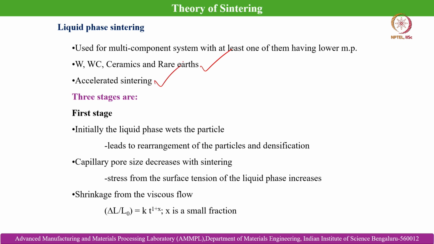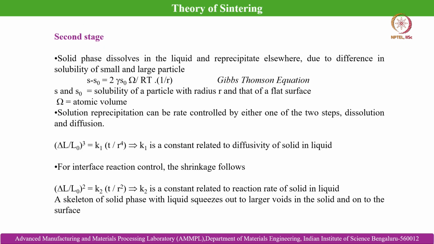So, the stages are like I already told, first stage, that is rearrangement. Initially the liquid phase wets the particle, leads to rearrangement of the particle and densification. Capillary pore size decreases with sintering. So, stress from the surface tension of the liquid phase increases. Shrinkage from the viscous flow can be expressed as delta L by L0, that is linear shrinkage, of course. L0 is the initial linear dimension, delta L is the change in the linear dimension, equal to k, which is a constant, times t to the power 1 by 1 plus x, where x is a small fraction. Then the second stage is called the solution reprecipitation stage.